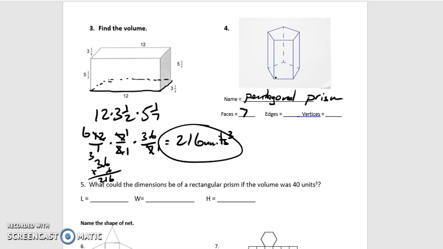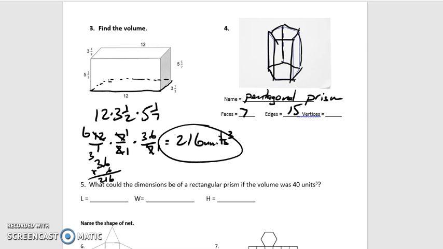Edges. Edges I can just kind of connect. So 1, 2, 3, 4, 5. Going up, 6, 7, 8, 9, 10 at the top, 11, 12, 13, 14, 15. Remember, you can shorten it up by saying because it's a pentagon, there's 5 on the bottom, 5 on the top, 5 that are connecting, 5 times 3, 15.